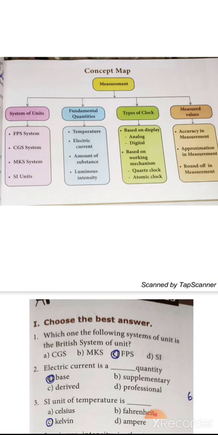Next, luminous intensity. Luminous intensity is the measure of the power of light emitted by a light source in a particular direction per unit solid angle. The SI unit is candela. The luminous intensity is measured by a photometer.